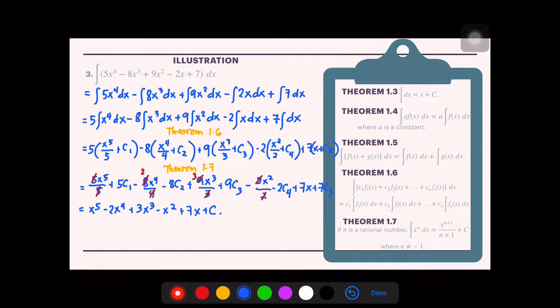One way to check if the answer is correct would be getting the derivative of our final answer here. That is, if we get the derivative of x to the power of 5 minus 2x to the power of 4 plus 3x cubed minus x squared plus 7x plus c, we will go back to the given item, which is 5x to the power of 4 minus 8x cubed plus 9x squared minus 2x plus 7.